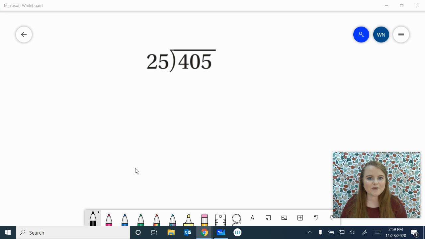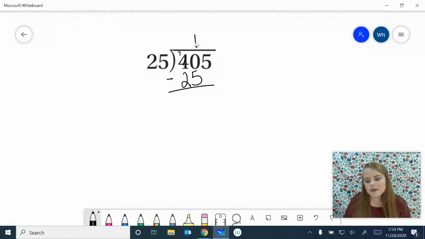So now let's get started with dividing decimals when it doesn't always work out perfectly. Now I know you're going to say, Miss Wilson, that problem doesn't even have a decimal in it. You just wait. Let's start working on it. 40 divided by 25. We know that 25 can go into 40 one time. 1 times 25 is 25.